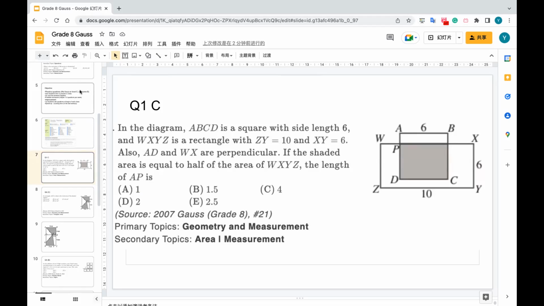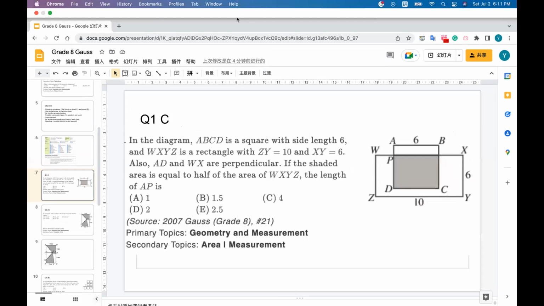All right. So this is the first question we're going to do. I'm going to let you read the question. I'm going to give you about 3 minutes to think about it. And then after that, I'm going to ask you, what's your idea? How are you going to solve this question?